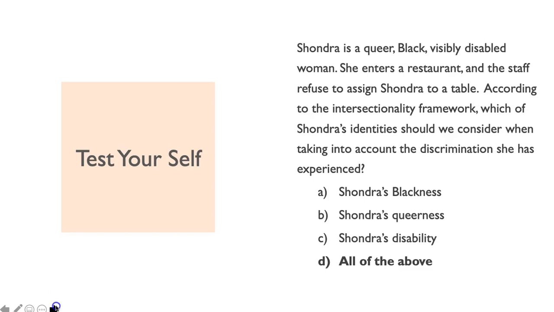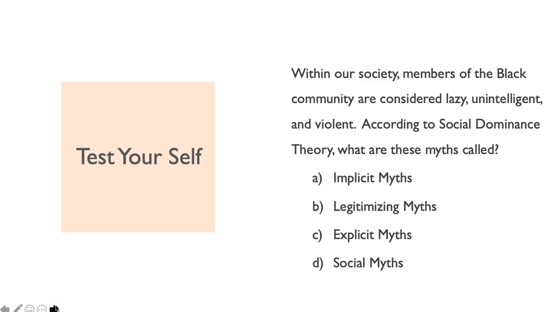Okay, so next question. Within our society, members of the Black community are considered lazy, unintelligent, and violent. According to social dominance theory, what are these myths called? A, implicit myths, B, legitimizing myths, C, explicit myths, or D, social myths? Again, I'll give you all about a minute so that you can think about your answer.